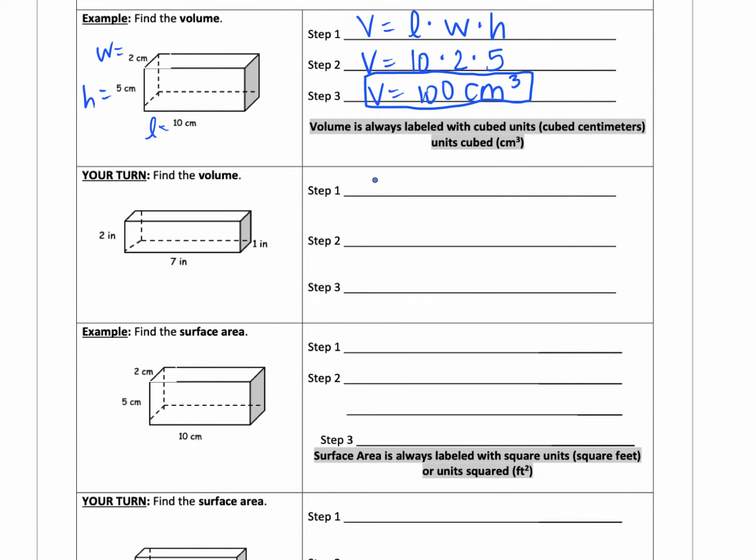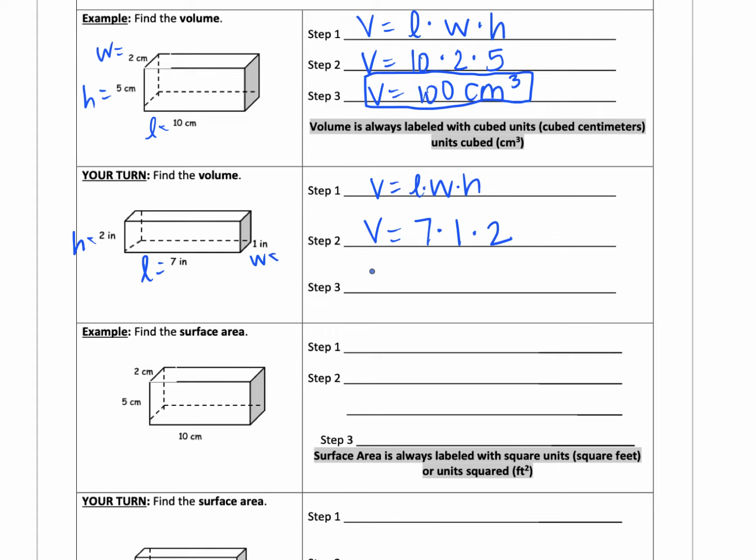So again, it says find the volume, and we're still dealing with a rectangular prism. So I'm still using the same formula of volume equals length times width times height. This time my length is 7, my width here is 1, and my height is 2. So 7 times 1 times 2. I just replaced all of my letters with their numbers. So L was 7, W was 1, and H was 2.